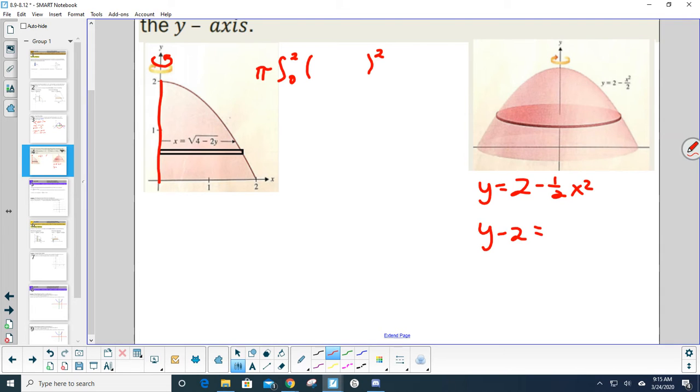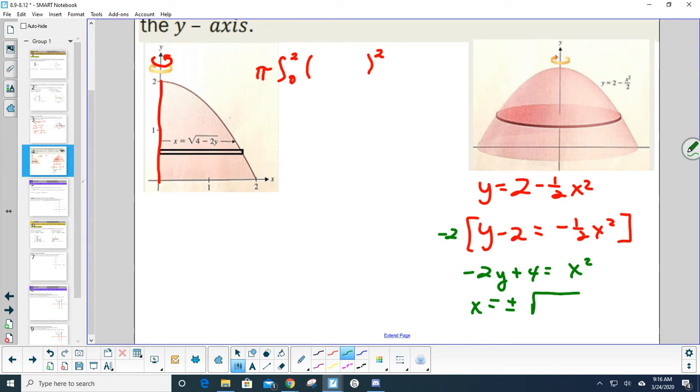Y minus 2 equals negative 1/2 x squared. I'm going to multiply everything by the reciprocal, by negative 2. If I do that, I get negative 2y plus 4 equals x squared. And then x equals plus or minus the square root of 4 minus 2y.